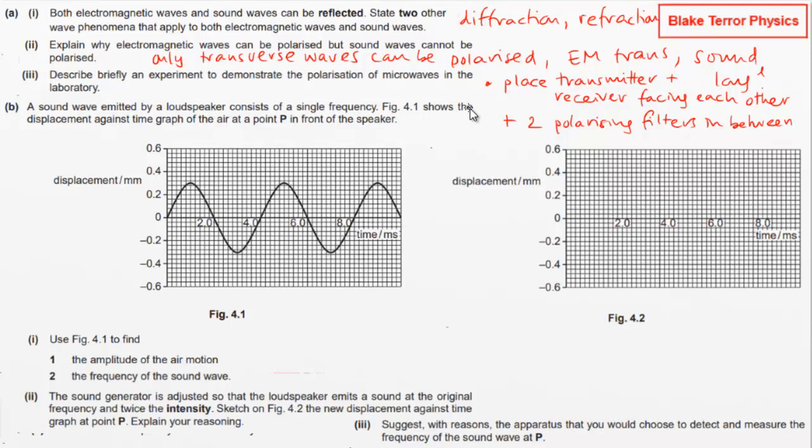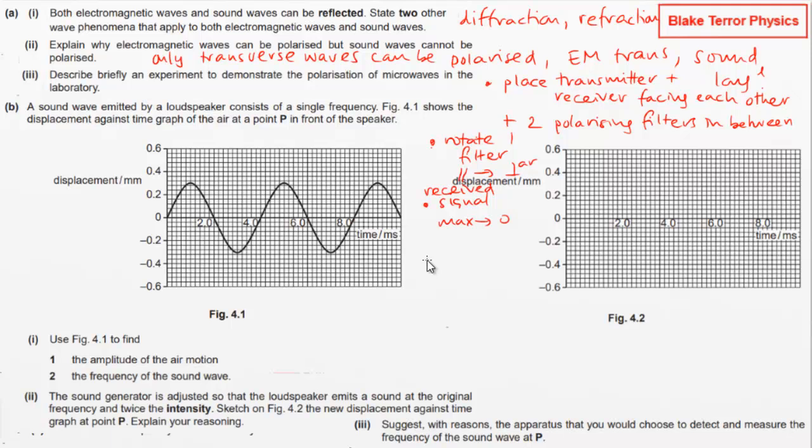I'm going to run out of space here, so I'm probably not going to write all of this out. But we want to say rotate one filter from parallel to perpendicular. And then observe the signal will go from a maximum to 0. So that's the received signal. Received signal will go from a maximum down to 0 as you're rotating those.